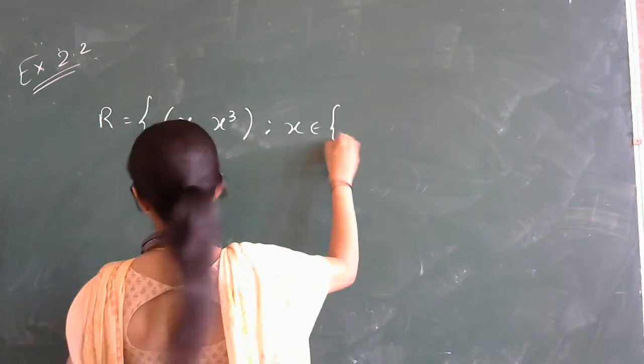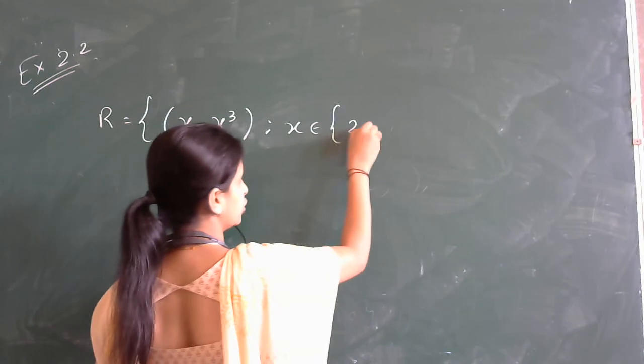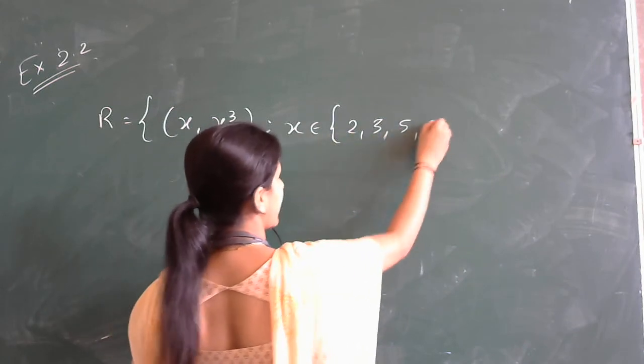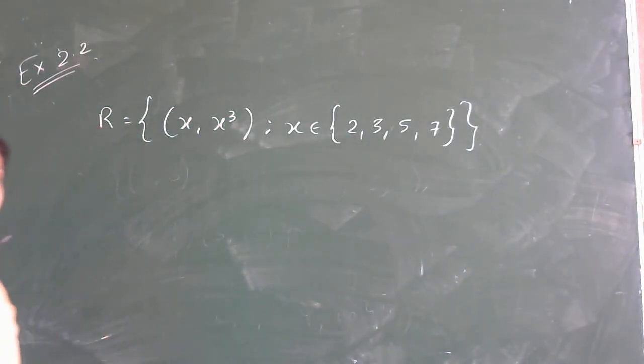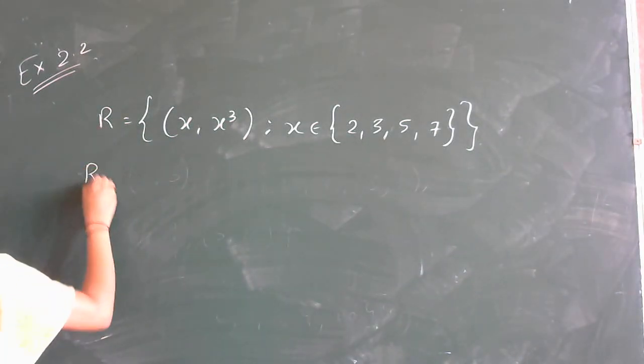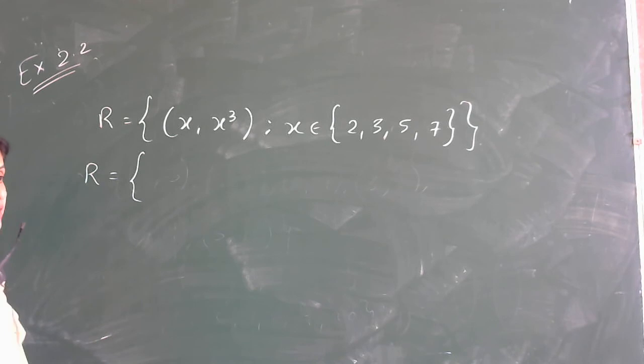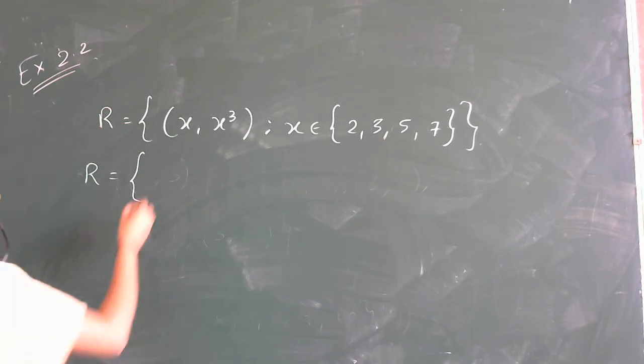So x belongs to what? Prime numbers less than 10: 2, 3, 5, 7. So these are prime numbers less than 10. We have to take these values. So again, I hope you can write it, students. This is set builder form. Let us write it in roster form. They have asked us to write it in roster form.